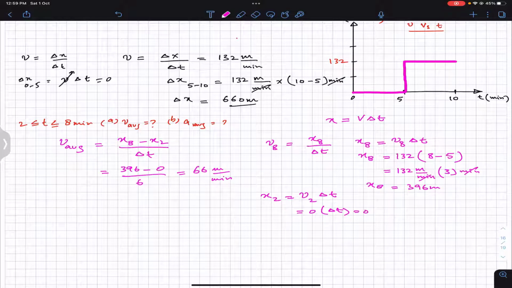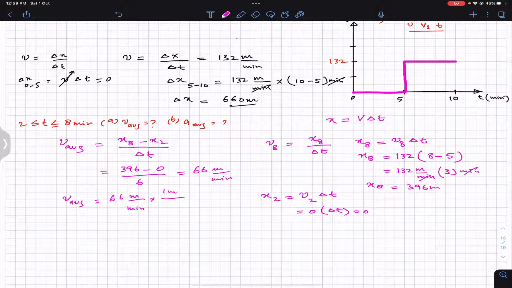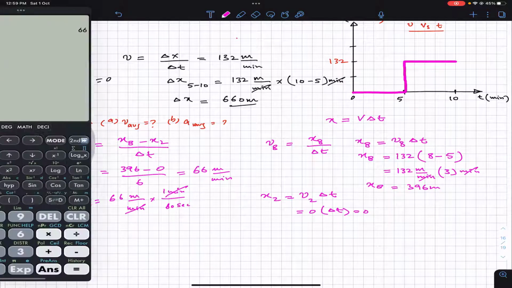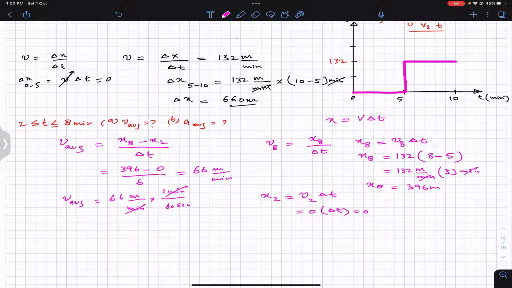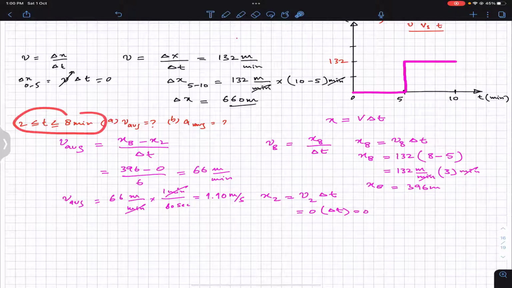If you are interested to find this average velocity in meter per second, we need to convert the units. Now we want to cancel out the minutes. So 1 minute is equal to 60 seconds. Minute will cancel out. So 66 divided by 60 gives us 1.1. So the average velocity is 1.10 meter per second for this particular interval.